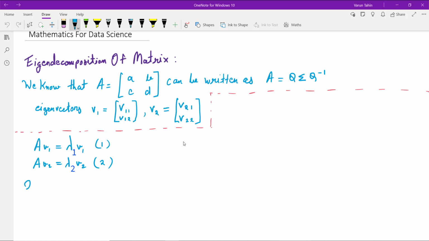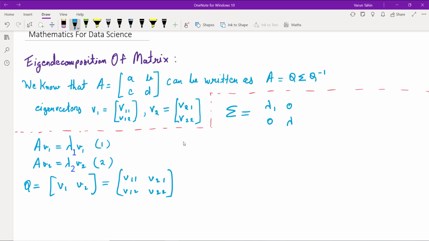Here Q will become V1, V2, or in short, V11, V12 and V21, V22. Now we will also create another diagonal matrix with the eigenvalues as the diagonal entries. So here this E will become lambda 1, 0, 0, lambda 2.